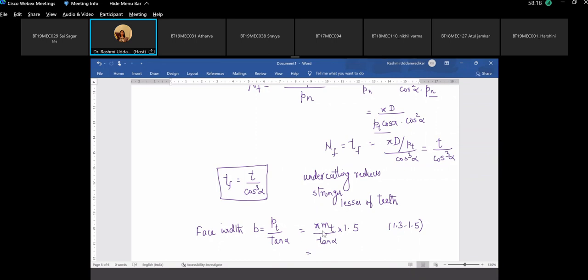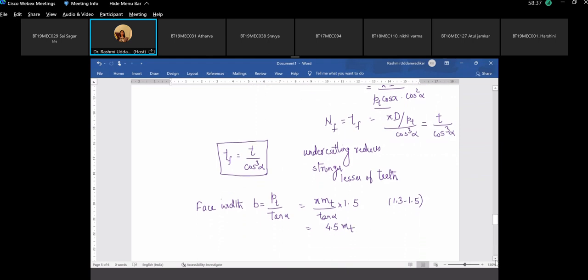Pi is almost 3.14. If I take pi as 3, then this is 3 into 1.5, which comes out to be 4.5 approximately. So pi is taken as 3 times mt. We are additionally increasing the face width by 1.3 to 1.5 times to make sure that this is stronger. And so the face width B is taken as 4.5 times mt by tan alpha. So what is the advantage of larger face width or the larger value of mt?